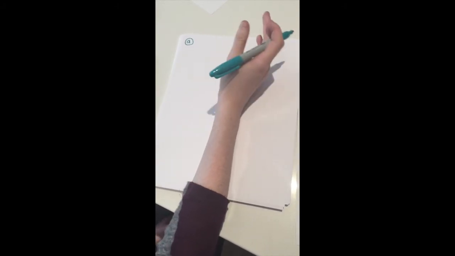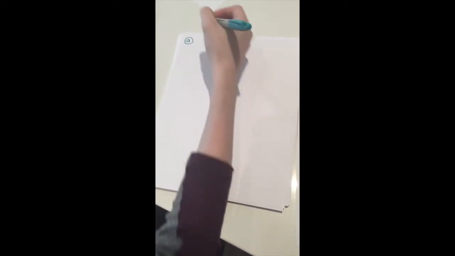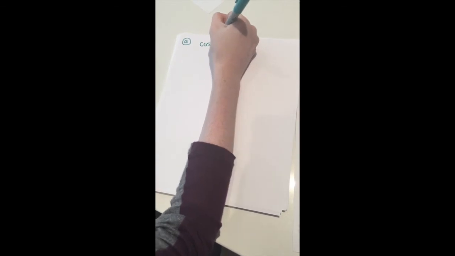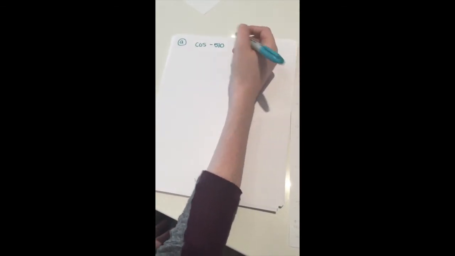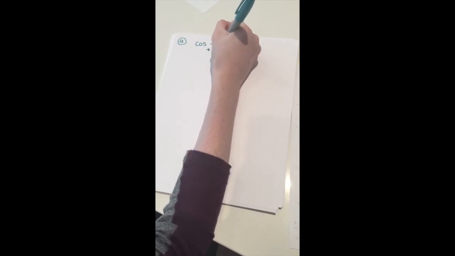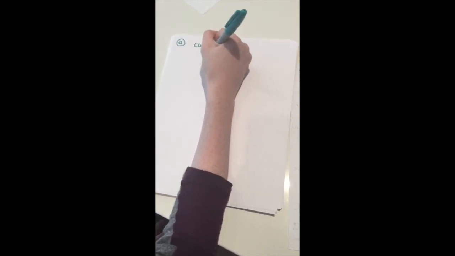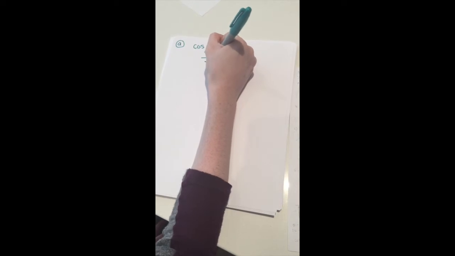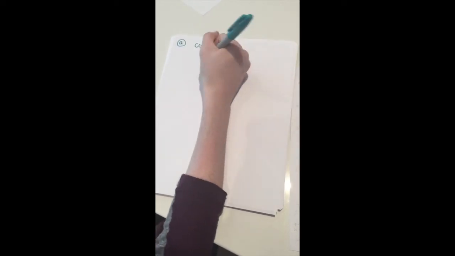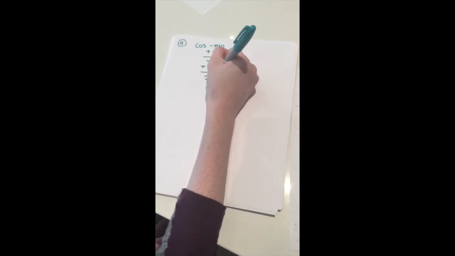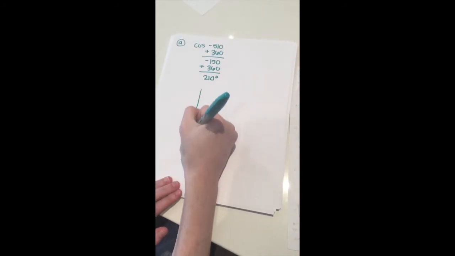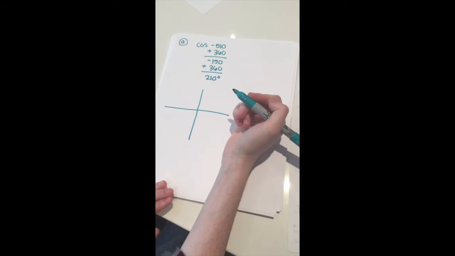Now let's put everything we've learned all together. So we're going to start with our first example. Cosine negative 510. So like I said before, we can't have a negative number. So we have to add 360. And when we add 360, we get negative 150. But we still have a negative, so we have to add another 360 to it. Finally, we get 210. So we know that that is in the third quadrant.